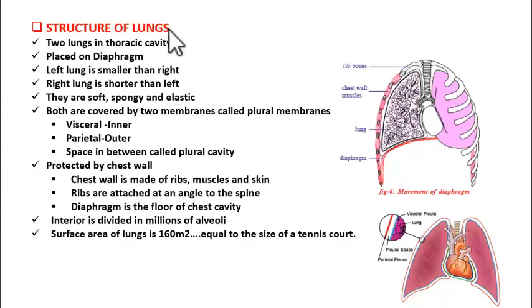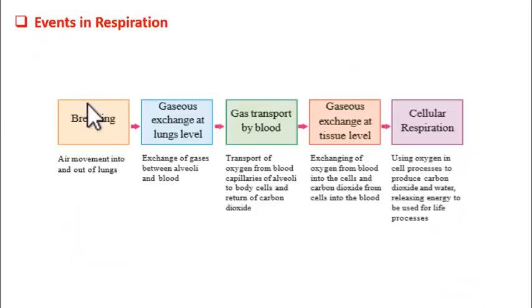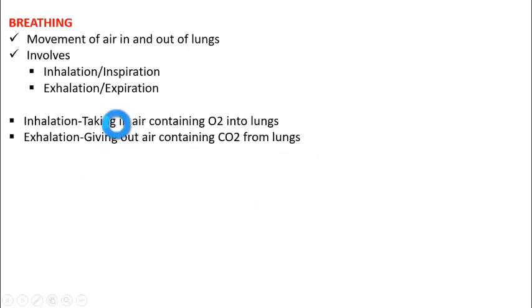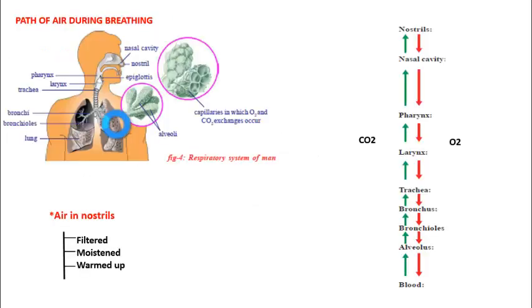Students, in our previous class, we have understood that there are 5 events in respiration. What are they, students? Do you remember? They are breathing, gaseous exchange at lung level, gas transport by blood, gaseous exchange at tissue level, and cellular respiration. Then we have started with breathing. We have seen what is breathing, then the pathway of air.